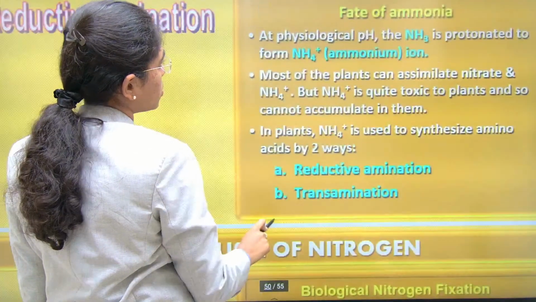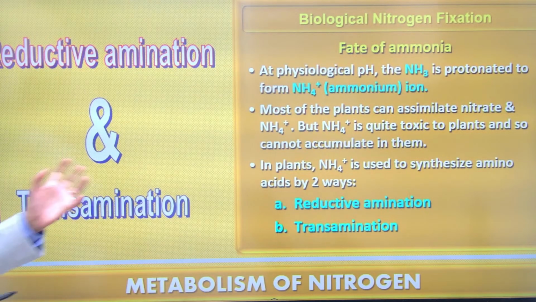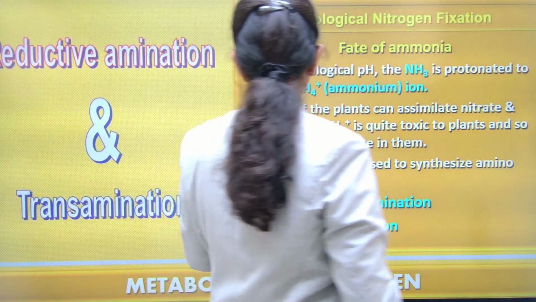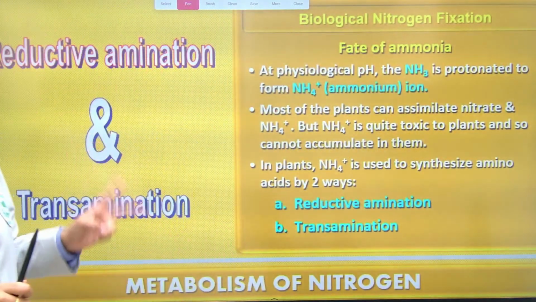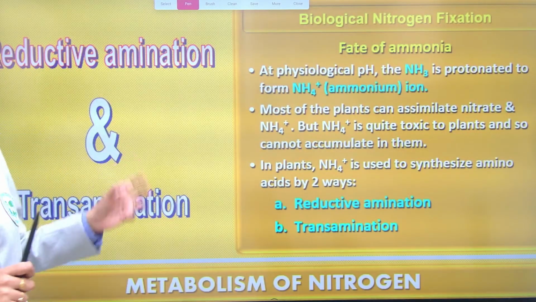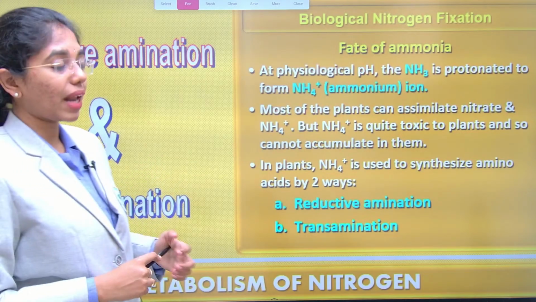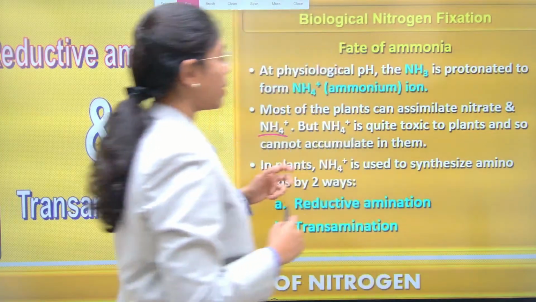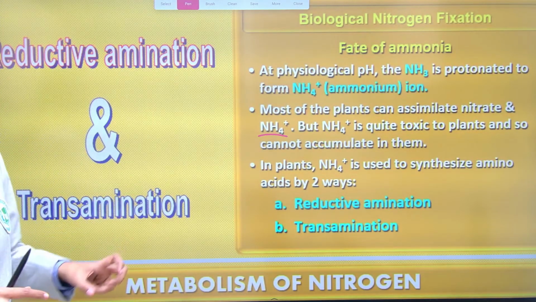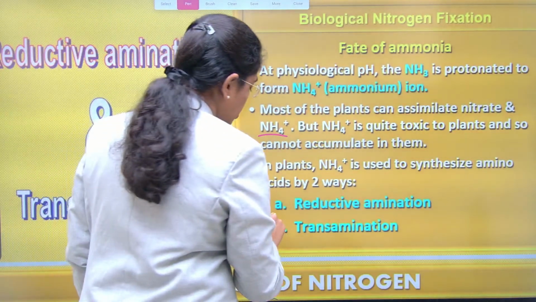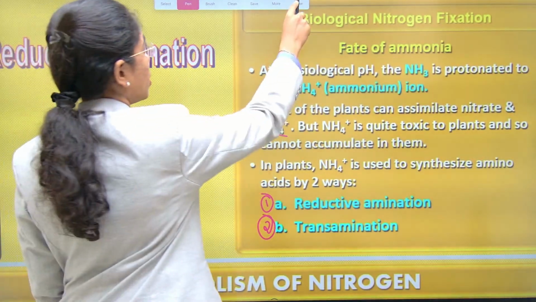How is this step done, you see. After nitrates and nitrites are reduced to ammonia, how is ammonia assimilated in the form of amino acids? This is by two steps mainly. Why is this assimilation done? Why does ammonia have to get converted to amino acids? Most plants convert nitrate to nitrite and ammonia, but ammonia is quite toxic to plants, so it has to be converted to amino acids for proper assimilation. Here you can see the first step is what? Reductive amination, and the second step is transamination.